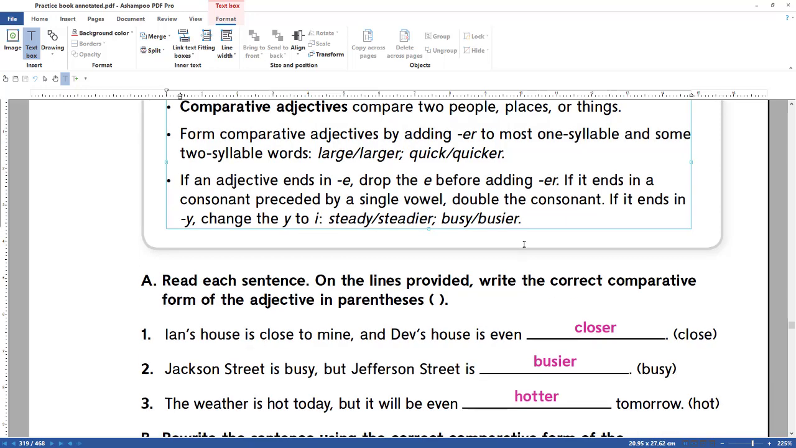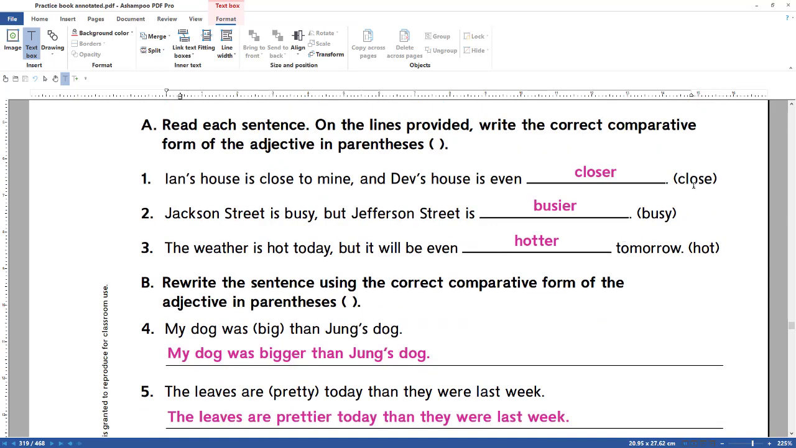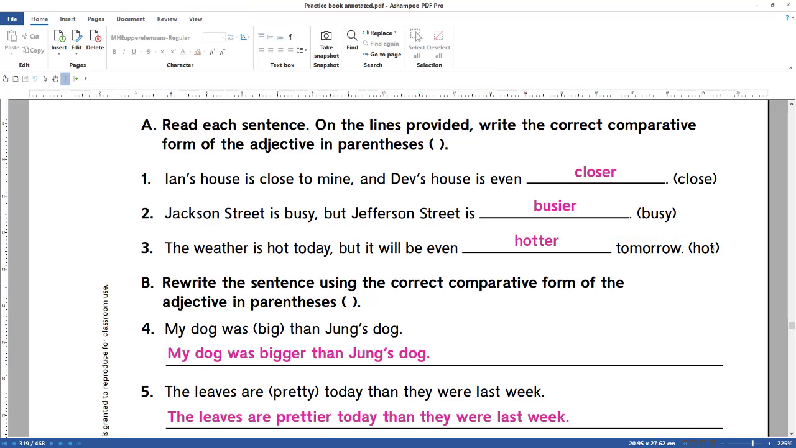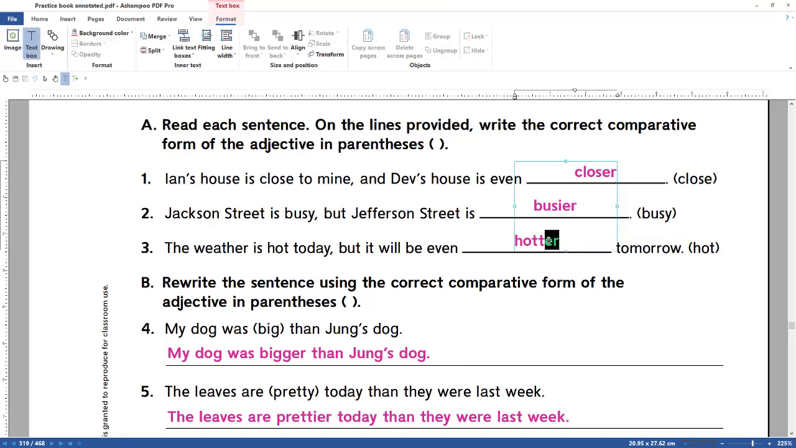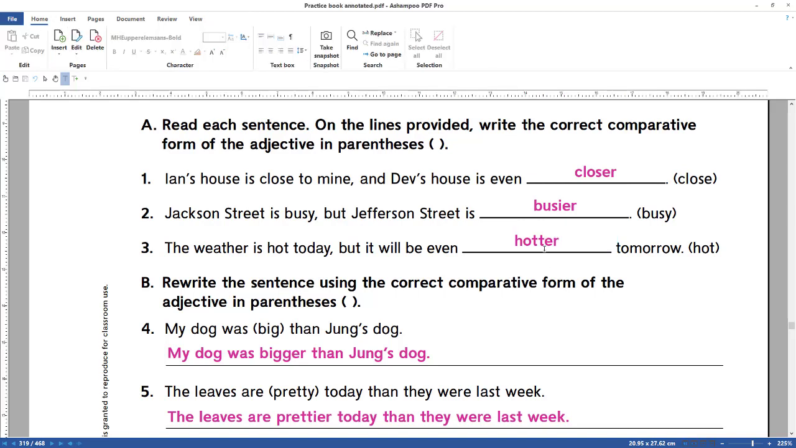Okay, let's see some examples here. As you can see, close ends with E, so we will simply add only R. As you can see, closer. Busy ends with Y. We remove the Y and add I-E-R. Hot, it ends with a consonant. The letter T is a consonant, and before it a vowel, the letter O. In this case, we have to duplicate T, write it twice. As you can see, double T, then ER. So it became hotter.